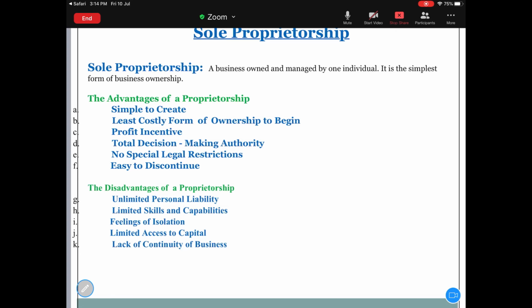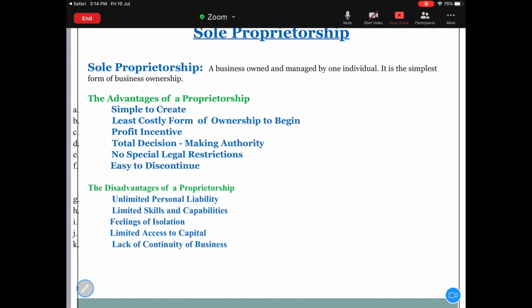Limited access to capital means that with your resources, maybe you are not capable of making or generating more capital or raising funds. Rather, when you are working as a partner or in a corporation, you have more access to capital. Then, lack of continuity of business.